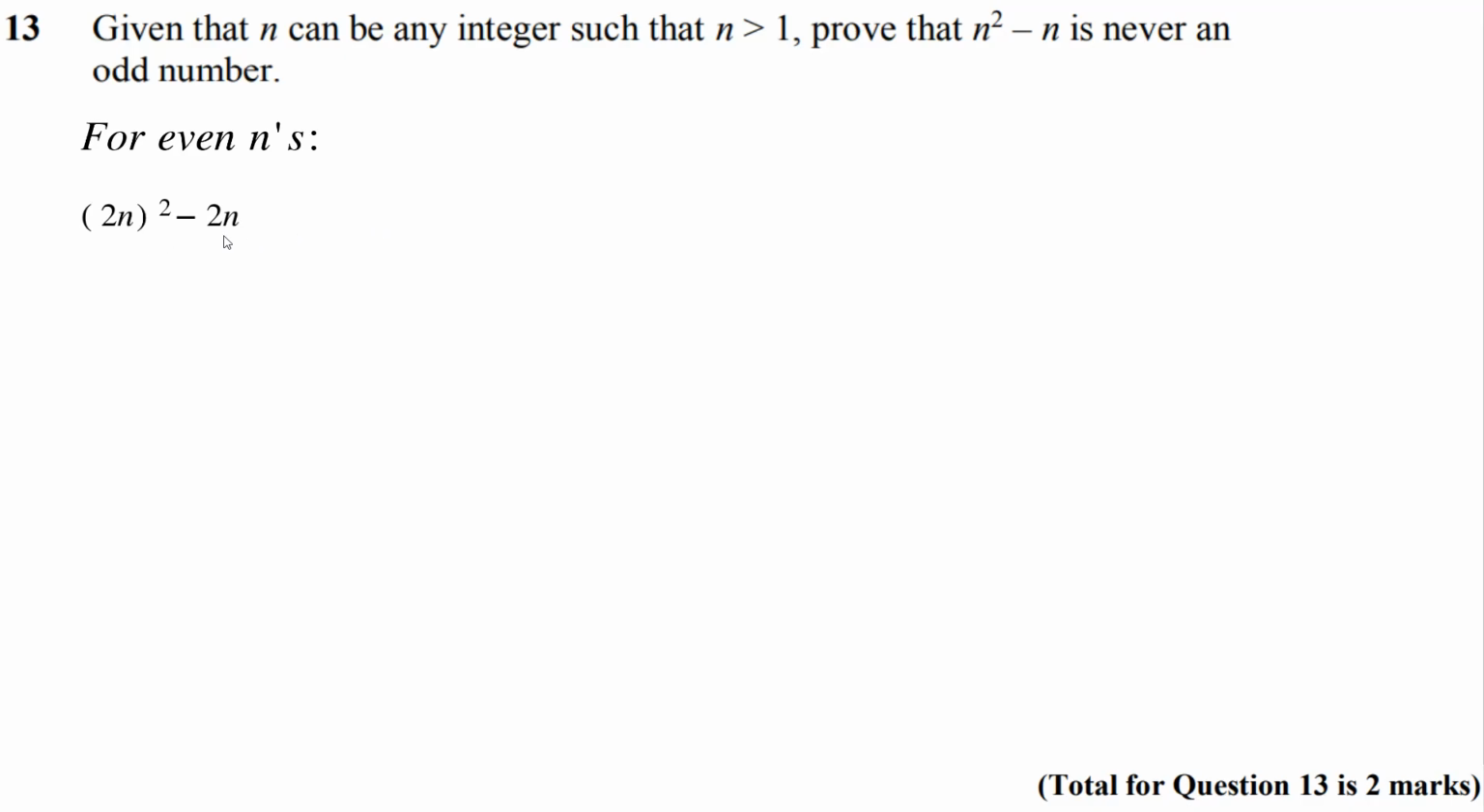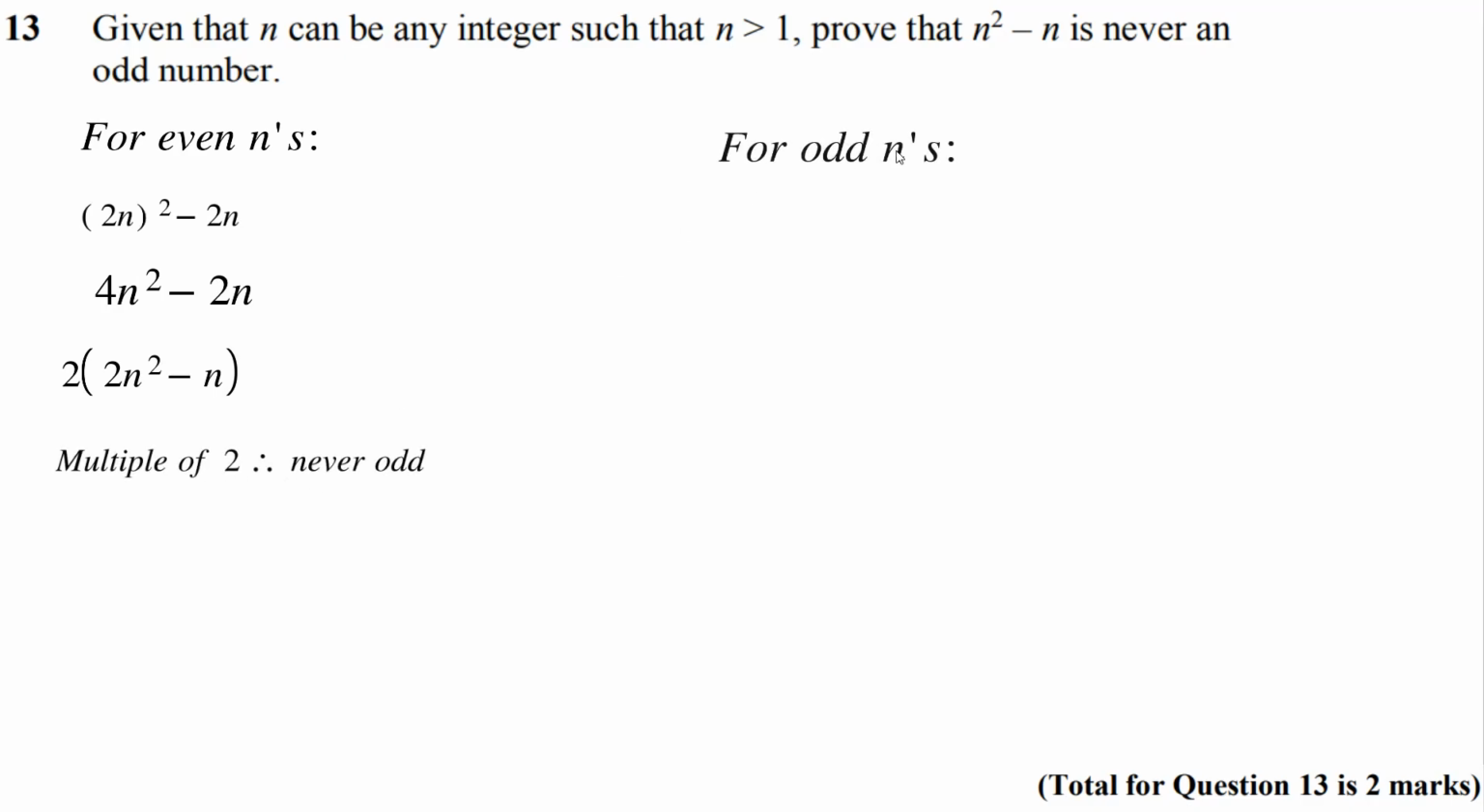So you have 2n squared minus 2n. So this gives us 4n squared minus 2n to give us this. And then we can take out a 2 from here to give us that. And that is never going to be odd, because anything multiplied by 2 is going to be even, which means it's never odd.